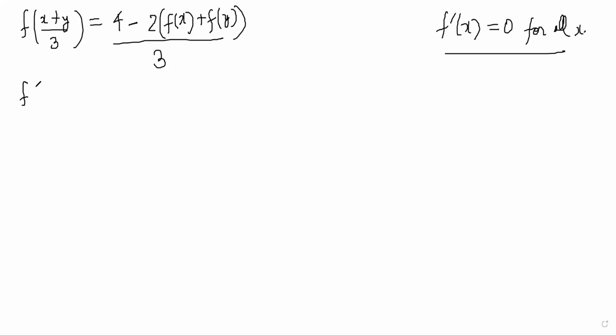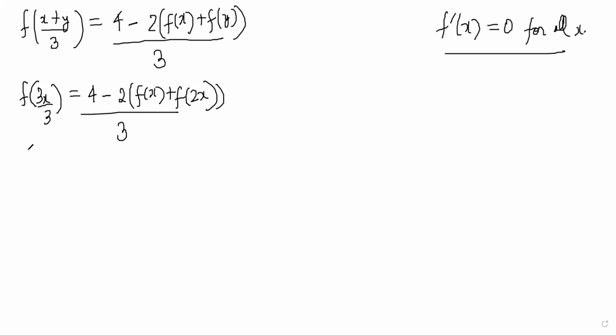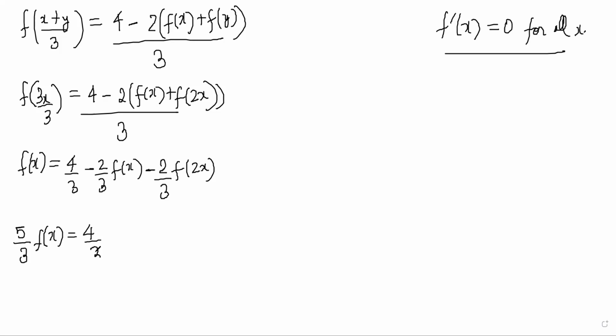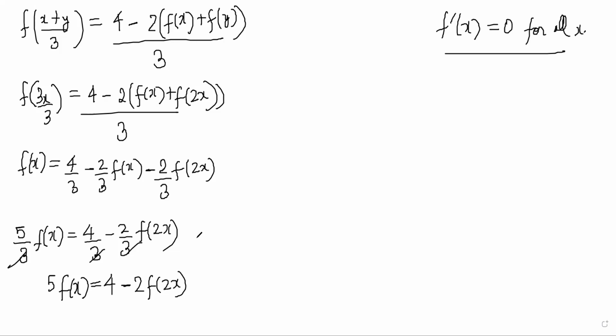I have this equation where, if you put y is equal to 2x, you get f of 3x by 3 is equal to 4 minus 2 times (f of x plus f of 2x), by 3. This becomes f of x is equal to 4 by 3 minus 2 by 3 f of x minus 2 by 3 f of 2x. We're getting 1 plus 2 by 3, which is 5 by 3, f of x is equal to 4 by 3 minus 2 by 3 f of 2x. The 3s cancel: 5 f of x is equal to 4 minus 2 f of 2x. Okay, so we have this.